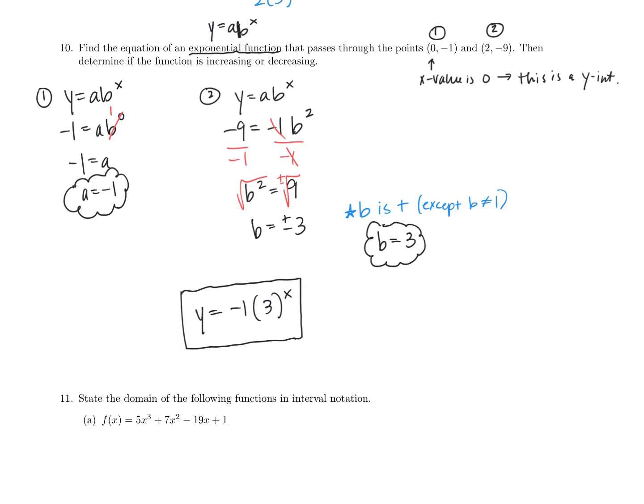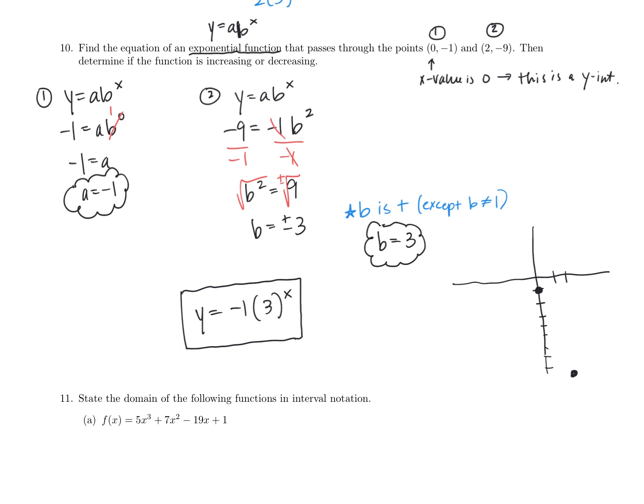Now we want to decide if the function is increasing or decreasing. So there are several things that you would have to remember in order to determine this. So I can go over all the rules, but really the easiest thing to do is just take those 2 points and plot them and see if it's going up or down as you move from the left to the right. So that's what I'm going to show you how to do here. That is the easiest way to determine this. So 0, negative 1 would be here, and then 2, negative 9 would be somewhere way down here.